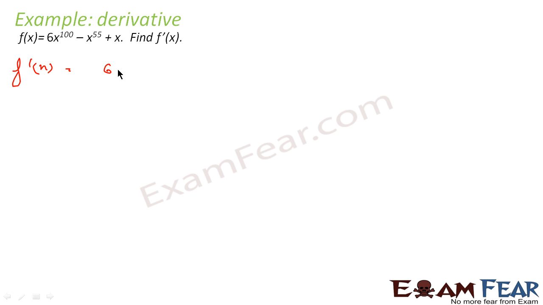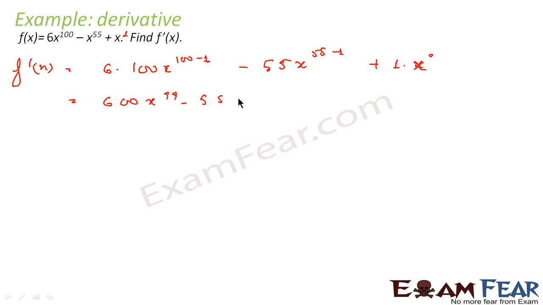F dash of x. So here 6 constant will put like this only. X to the power 100. And to find the differentiation, so this becomes 100 will come down. So this becomes 100 into x to the power 100 minus 1. Correct? Minus x to the power 55. You differentiate. 55 will come down. 55 into x to the power 55 minus 1. Correct? Plus x to the power 1. This is x to the power 1 actually. This becomes 1 into x to the power 0. Correct? So what we get is 600 x to the power 99 minus 55 x to the power 54 plus 1. And that is the answer.